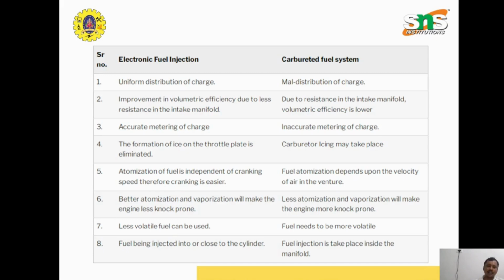Here a less volatile fuel can be used, whereas in the carbureted system the volatility of the fuel should be higher. In electronic fuel injection, the fuel is injected very close to the cylinder, whereas in the carburetor system fuel injection takes place inside the manifold only. So this is the basic difference between electronic fuel injection and the carburetor system.